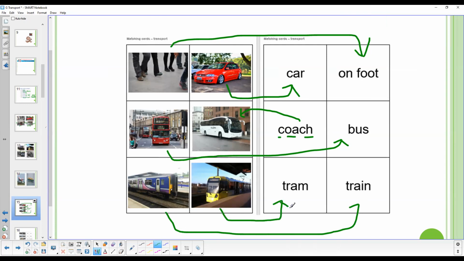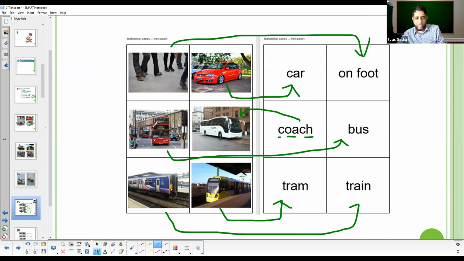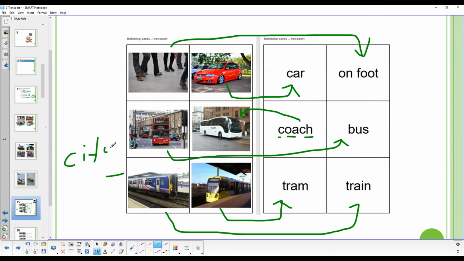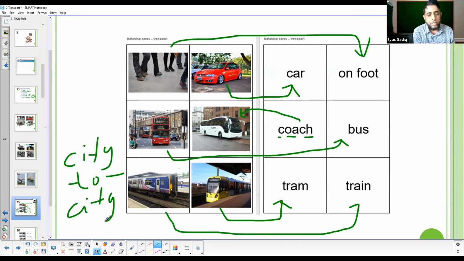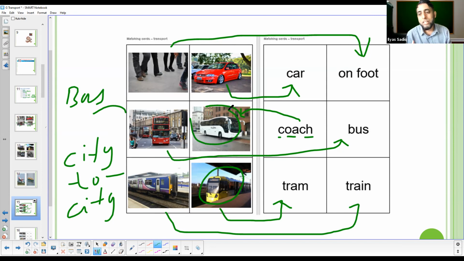When you look at the tram and train, they look the same. The trains go to different cities, from city to city, while the trams are in the city. They don't go beyond the city. The same way, this is a bus, which is in the city, but these coaches look like buses and go to different cities. It's just like one category. All right.